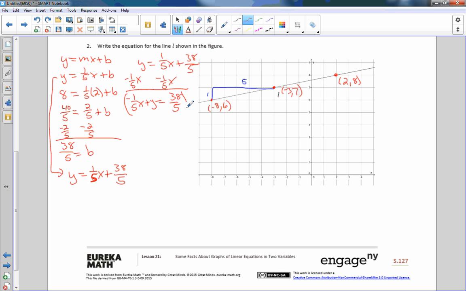I don't want a fraction or a negative a in my standard form. So I'm going to multiply by negative 5. So when I do that, negative 5 times negative 1/5 is 1x, or just x. Negative 5 times y is negative 5y. Negative times a positive is negative. The 5's cancel, and I get 38.